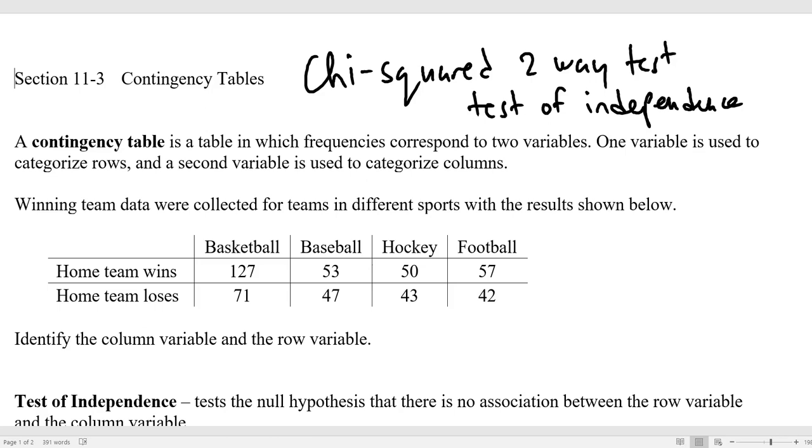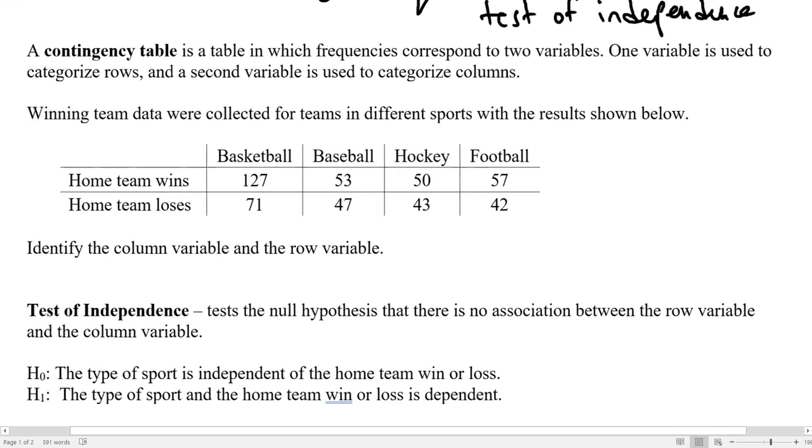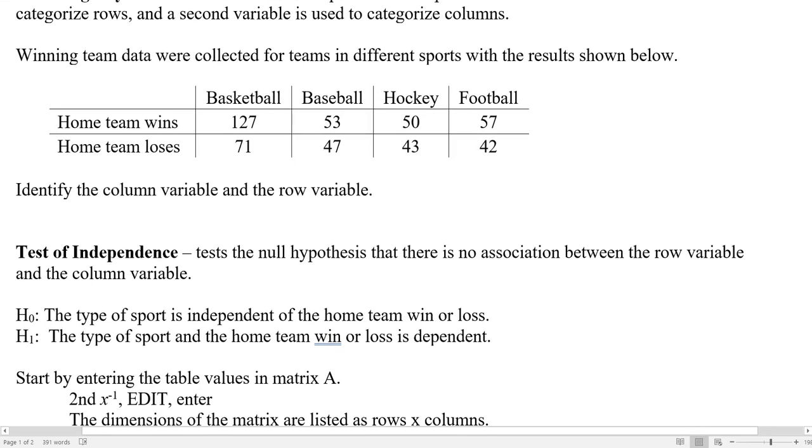See, that's kind of the question we're asking. Are these categories independent or do they affect each other? Does the sport and whether or not you win at home or lose at home, does home field advantage differ by sport? This is called the test of independence. We're going to test the hypothesis there's no association. The type of sport is independent of the home team win or loss. The alternative, H0 and HA, is that they are dependent.